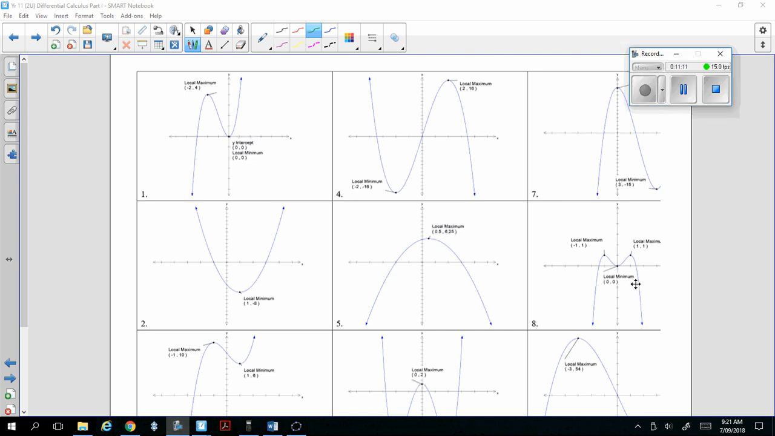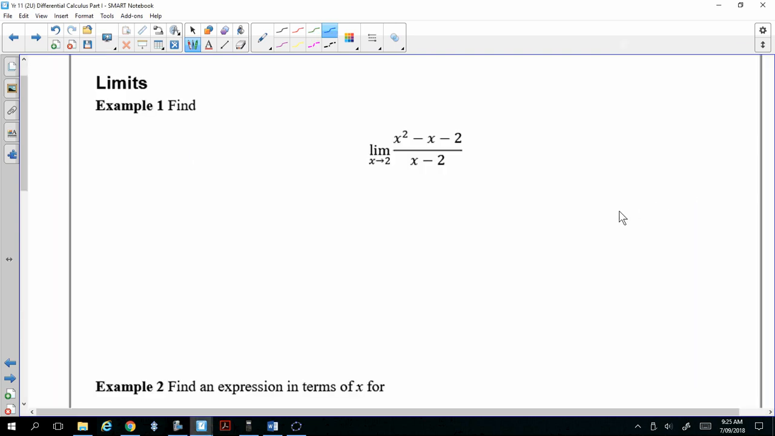Page 9. Okay, limits. You've done this before. You have to do some algebra. Limit x approaches to, factorize the top. How do you factorize the top?